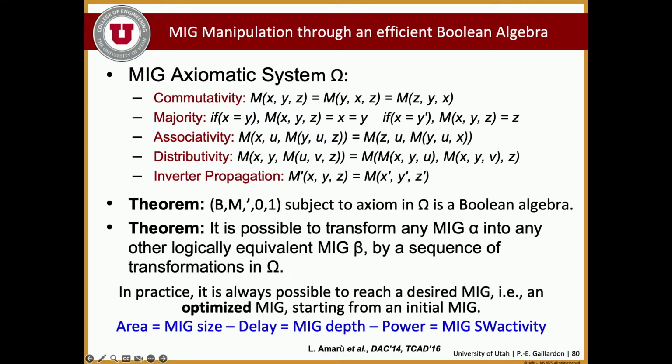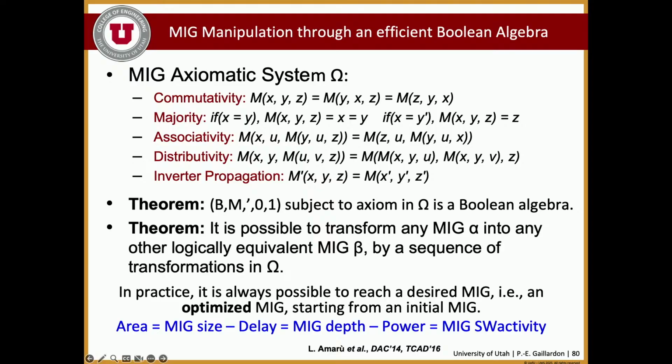That basically, algebra is sound and complete. So there is, and that's not the case with AND inverter graphs, right? With AND inverter graphs, it is not guaranteed that you can reach optimality of a design, but with majority inverter graphs, it is guaranteed you can get there.